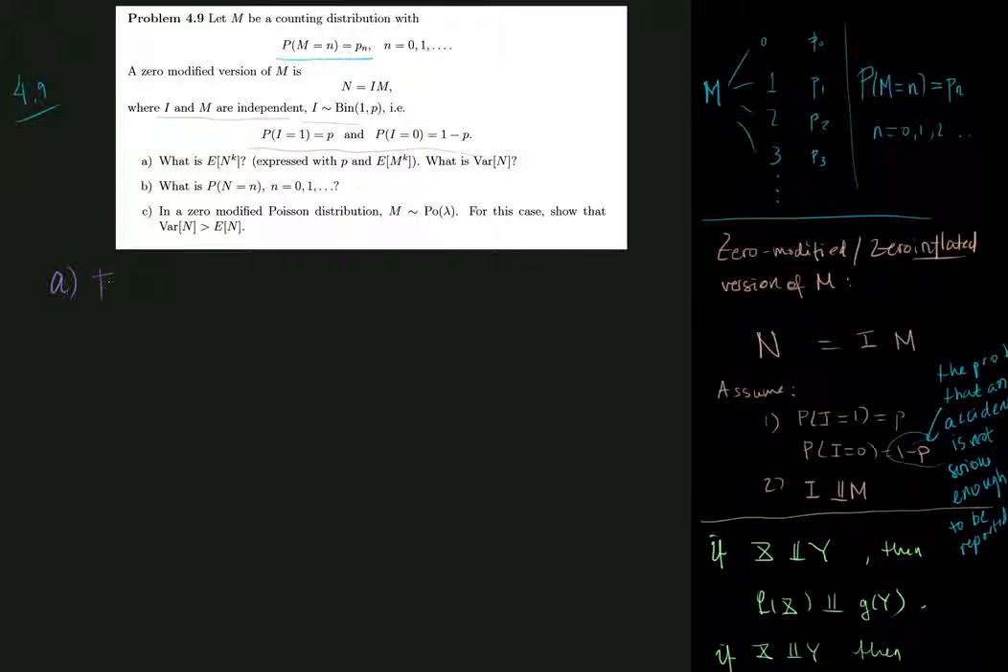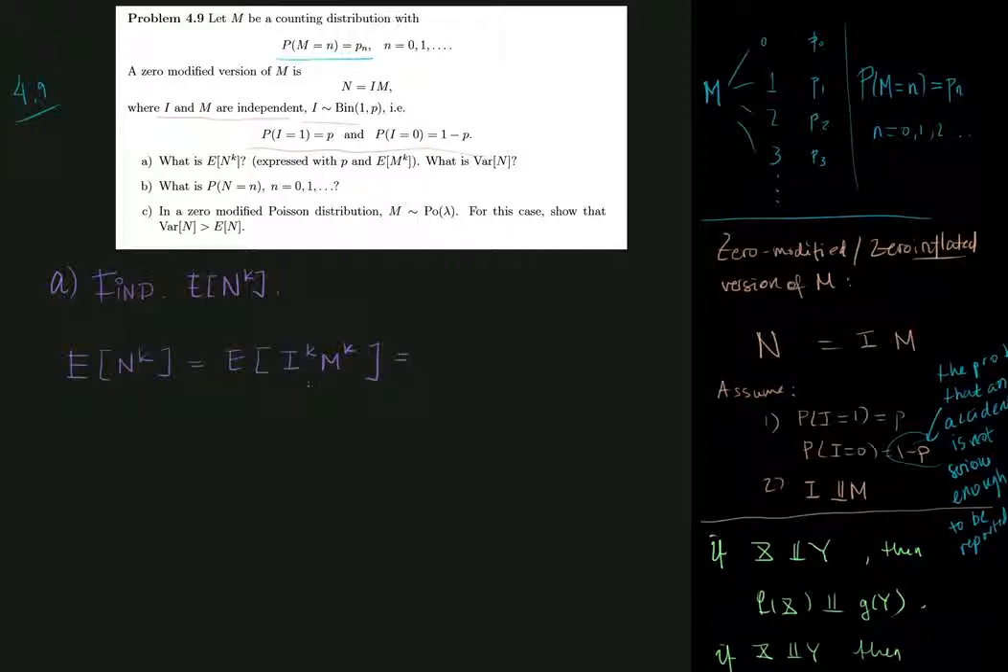So what we're asked to do is to find the mean of n to the k. So let's just get started. By inserting the definition of n, what we see is that this expected value is just equal to I to the kth multiplied by m to the kth, right?